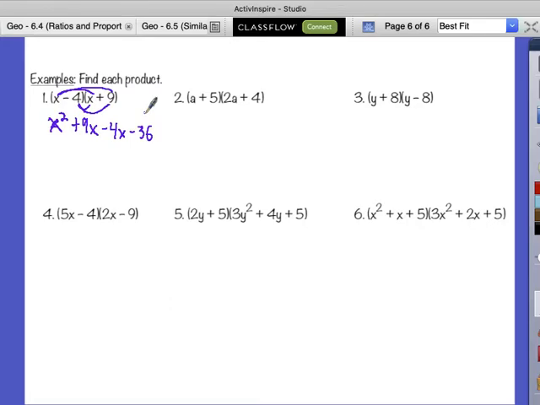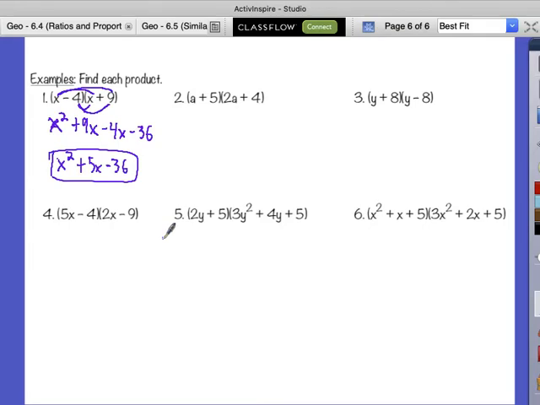Because everything was already in the right order, when we do binomials we already have the right order, so now we just look for like terms. How can we simplify this even more? You can combine 9x and negative 4x, so we have x squared, then what? Plus 5x minus 36. And that's our answer.